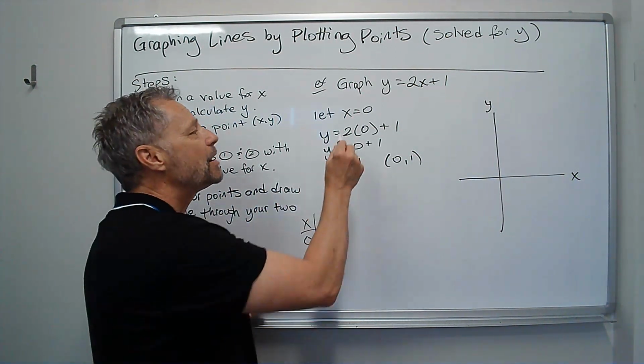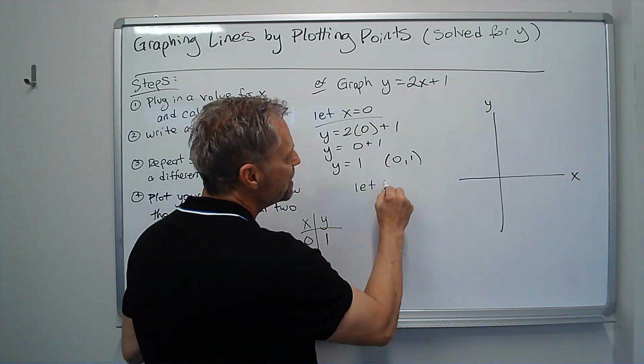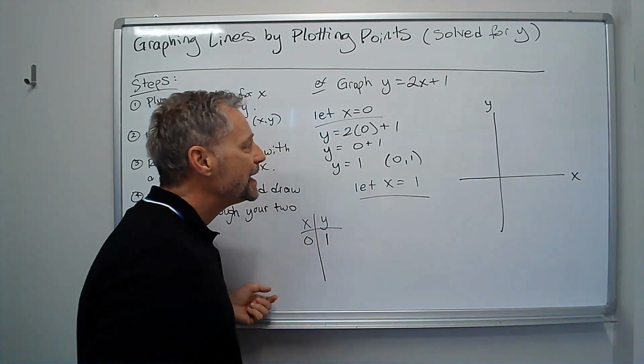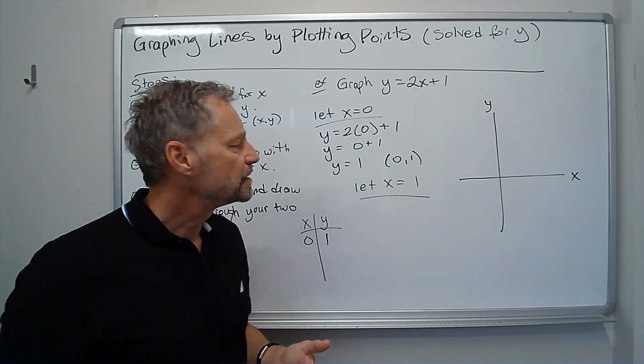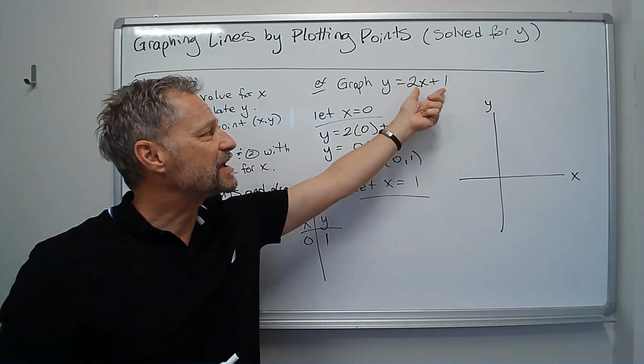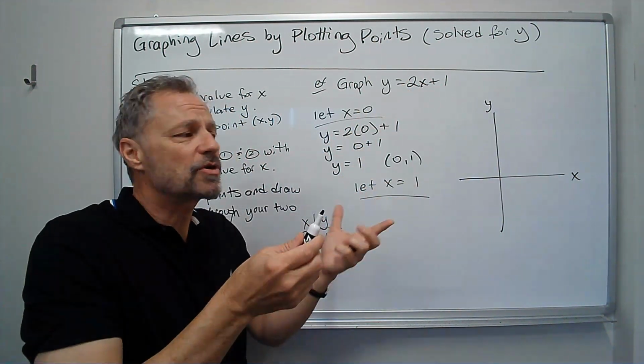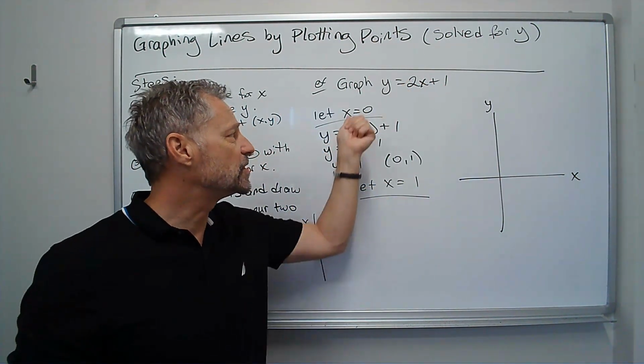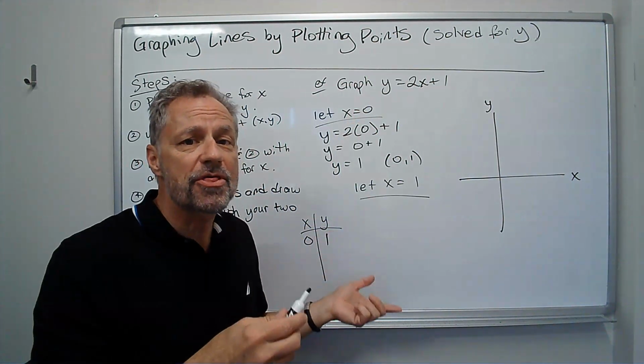All right, now I'm going to pick a different value for x. How about x is 1? I usually pick small values for x. If I've got a big equation, maybe I'll pick bigger values if I've got bigger numbers here. But usually I try to stay pretty close to x is 0. I'll pick 1, 2, 3.